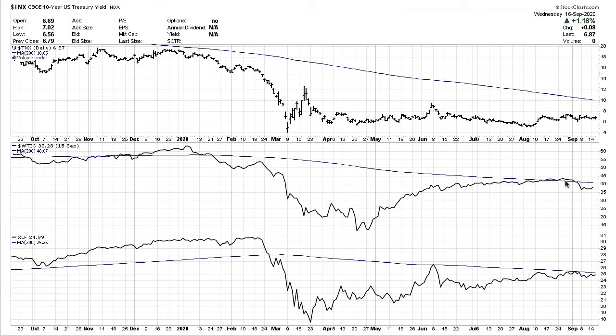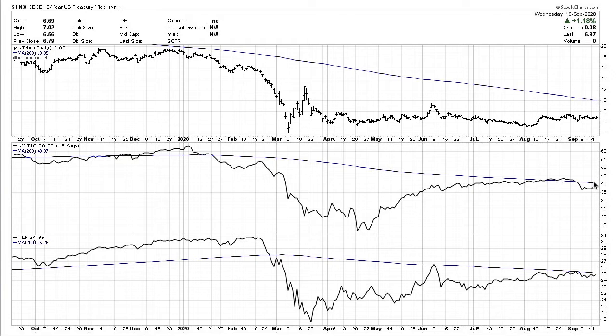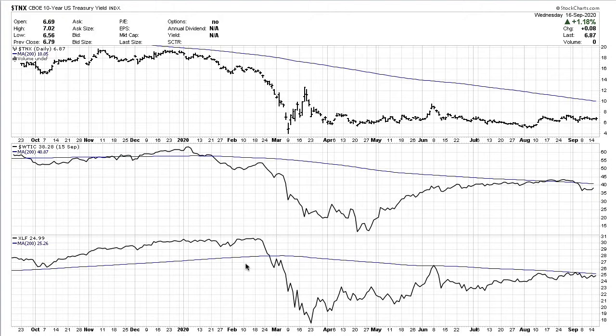Oil, again, showing weakness, breaking below that 200-day moving average and just moving sideways. Banks, financials, same thing. Interest rates and the banks are going to be somewhat correlated, and you can see that they're just really not going anywhere.